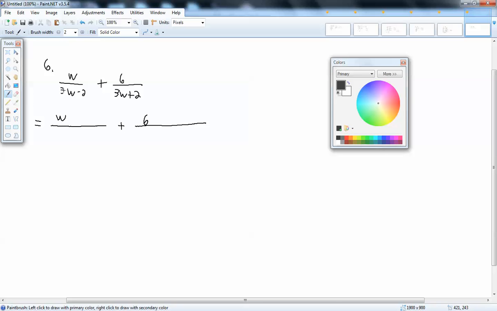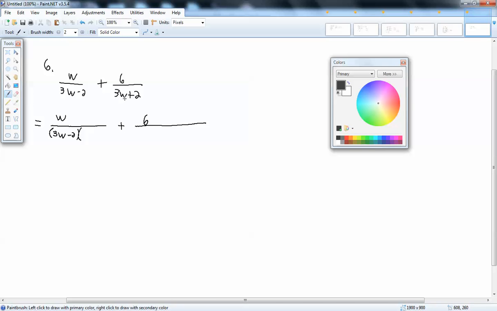Okay, got to figure out what our common denominator is. We'll start with our first factor, the 3w minus 2. Now I'm looking for the greatest number of 3w minus 2's in any single denominator. There's 1 here, there's none here, so the greatest number of 3w minus 2's is 1.